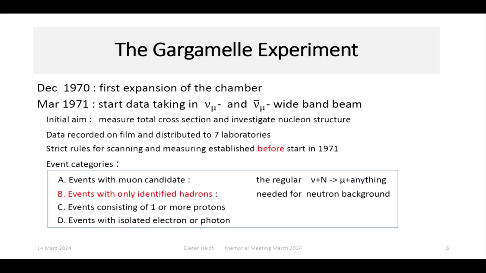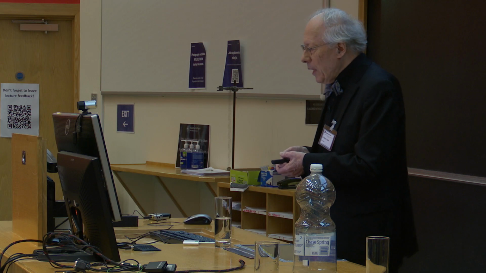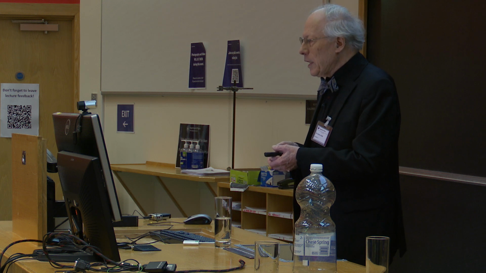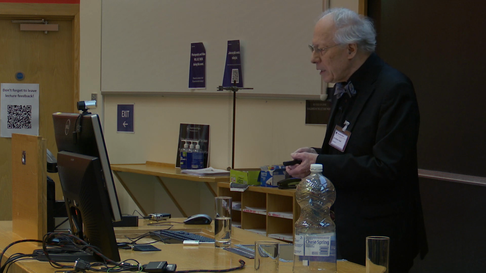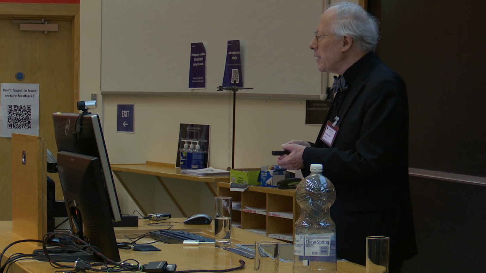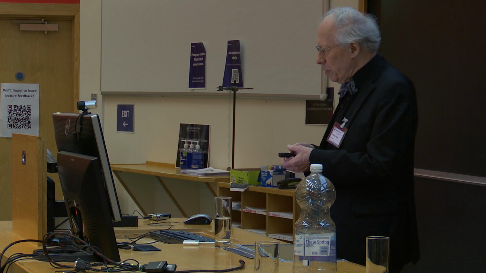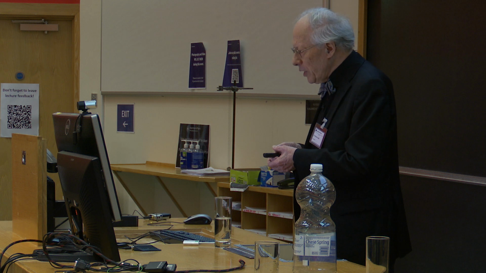The Gargamelle chamber itself arrived during 1970, and the first expansion was in December 1970. Data taking started a few months later in neutrino and antineutrino wideband beam. The initial aim was indeed to measure the total cross-section and to investigate the nucleon structure. The data were taken on film and distributed amongst the 7 laboratories. It was obvious that in such a situation you need extremely strict rules for scanning and measuring, otherwise you cannot compare the data and put the data together. This was done before the start of the experiment.